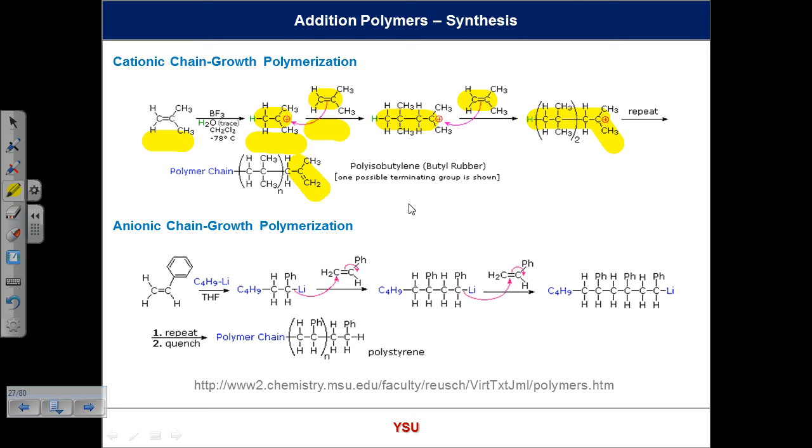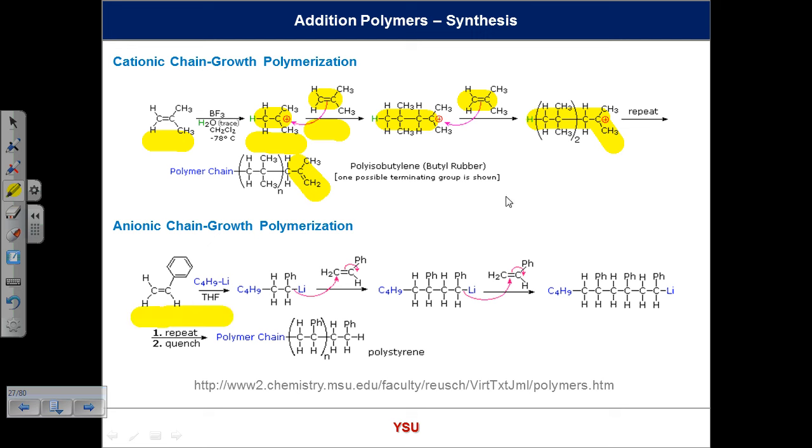Now, that can happen, and that can lead to heterogeneity in terms of the polymer outcome. Not all the chains will be the same length, because some of them terminate earlier. That's why we get different chain lengths. So it works nicely with carbocations, if you've got a system that allows for that. And it also works for anions. And this actually is very popular in the industry.